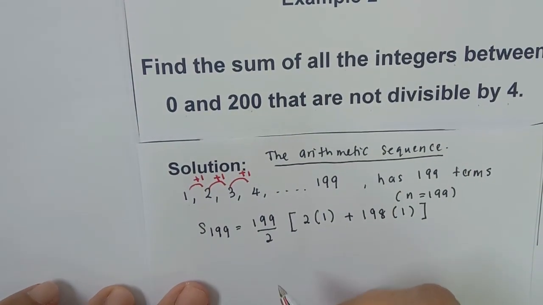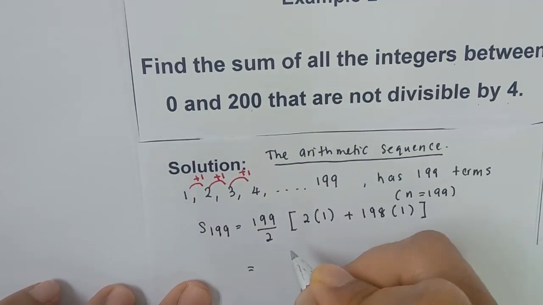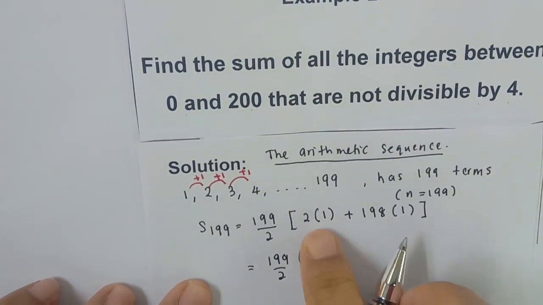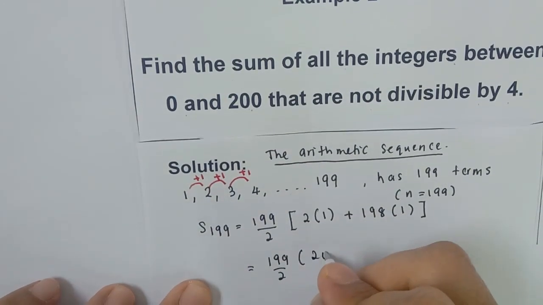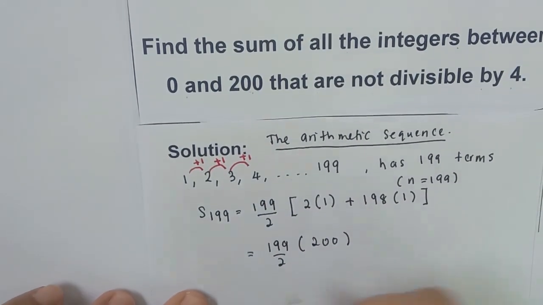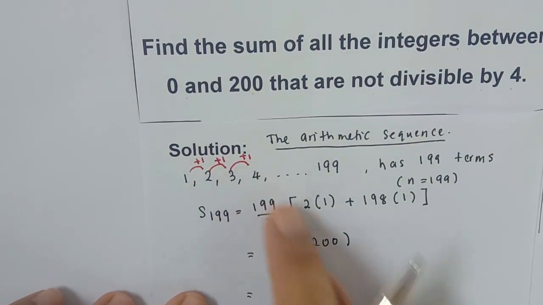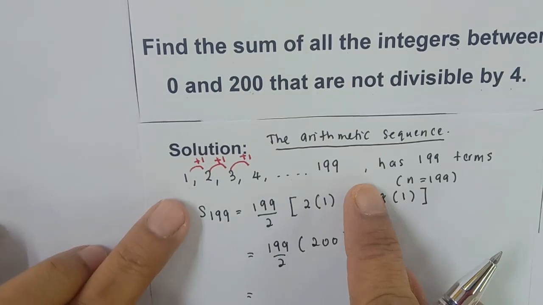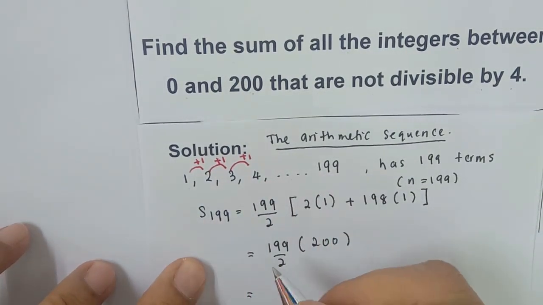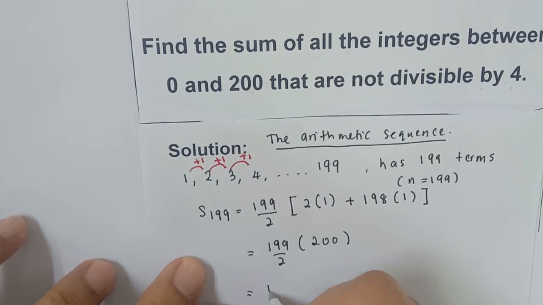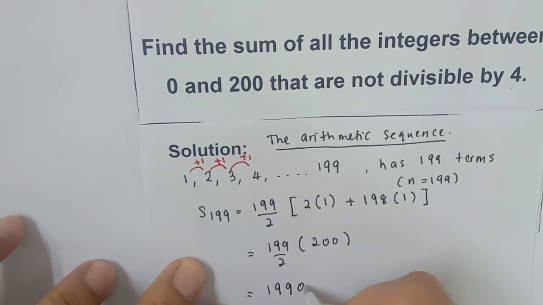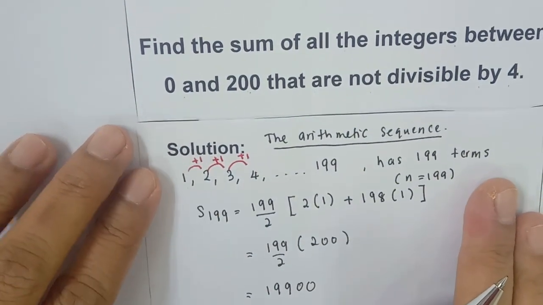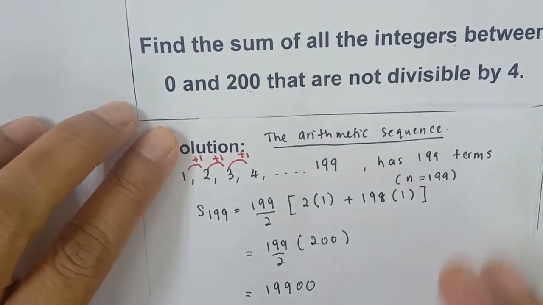Okay. Then using the calculator, 199 over 2 times 2 plus 199 is 200. So we get the sum of all the integers between 0 and 200 is 19900. Okay, this is for part 1.